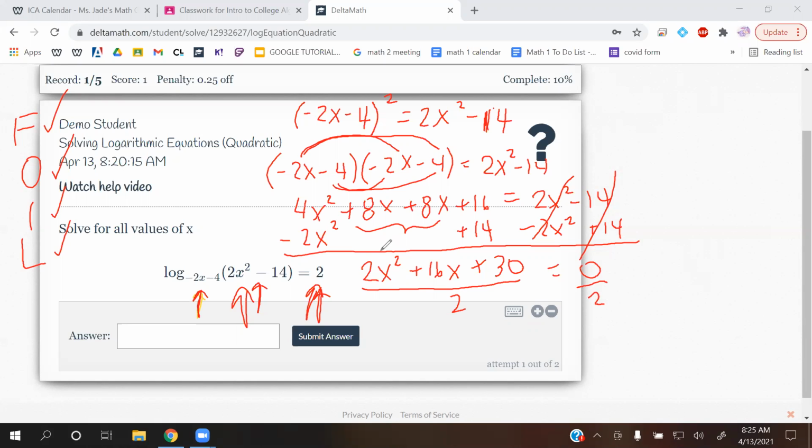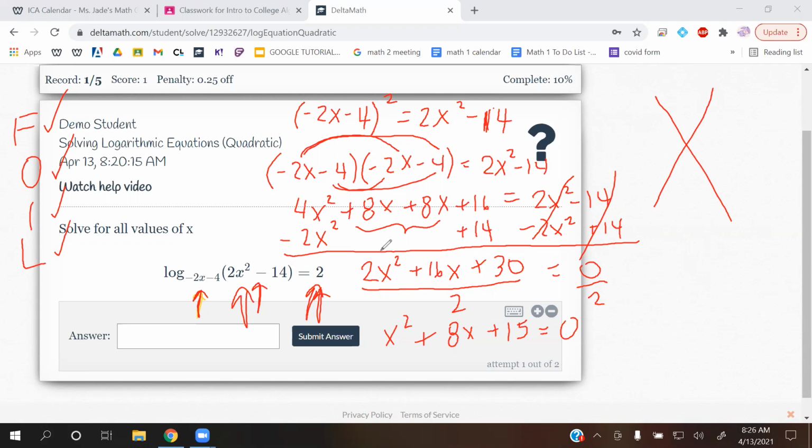So once you divide everything by 2, 2x squared divided by 2 is x squared. And then 16x divided by 2 is 8x. And then 30 divided by 2 is 15. And also 0 divided by 2 is still 0. So notice that we're still solving the same equation. It's just half of it, which makes it a little bit easier because instead of a 2x squared, we have an x squared. And that makes the x factor method a bit easier for us.